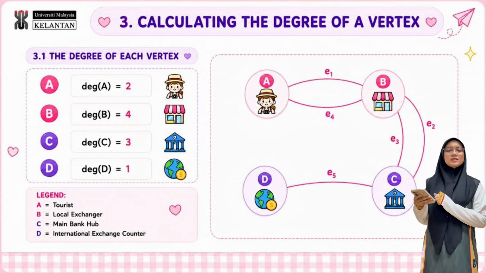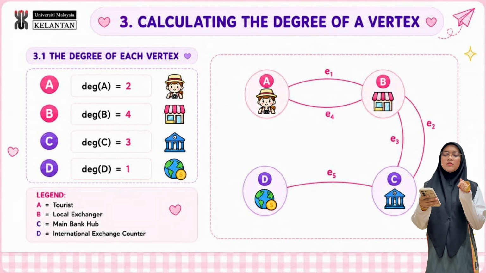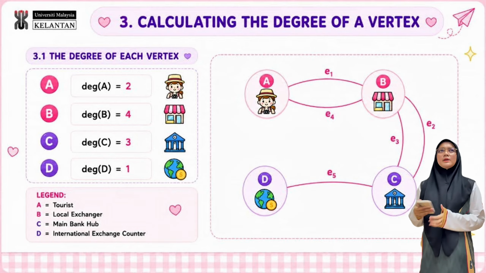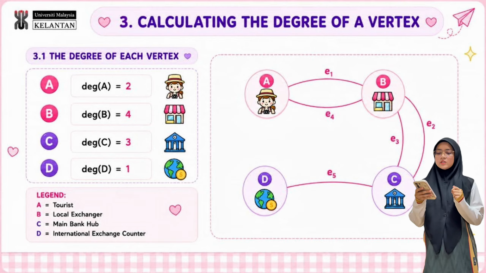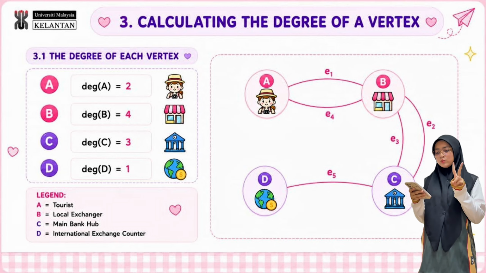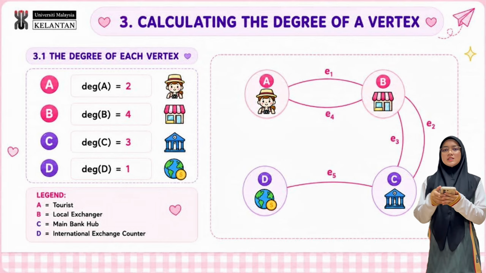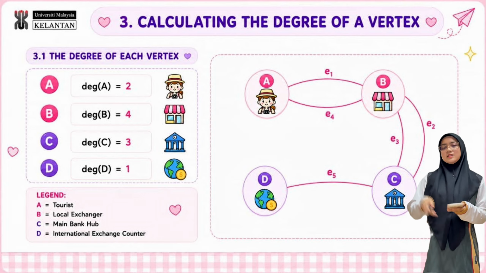Let's look at calculating the degree of a vertex. The degree of a vertex simply means the total number of edges connected to it. Based on our graph structure, the degree of A is 2, the degree of B is 4, the degree of C is 3, and the degree of D is 1.